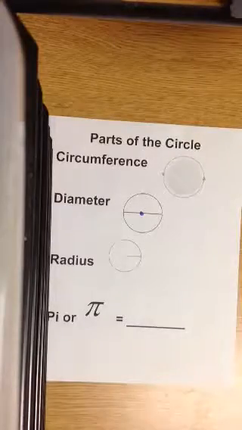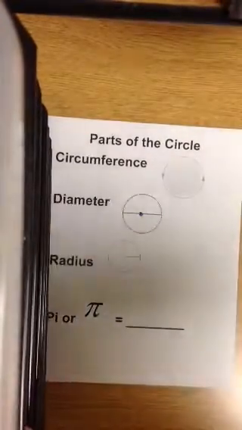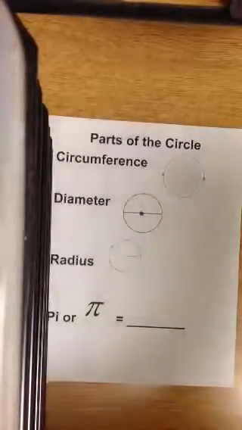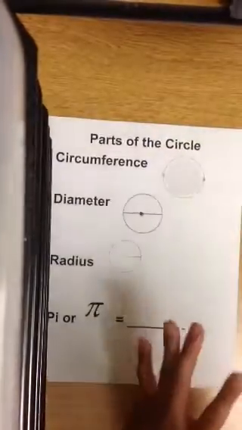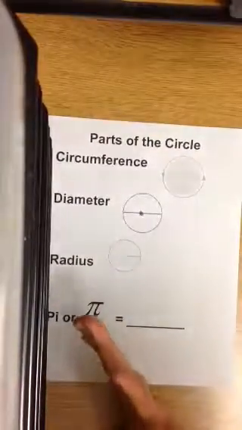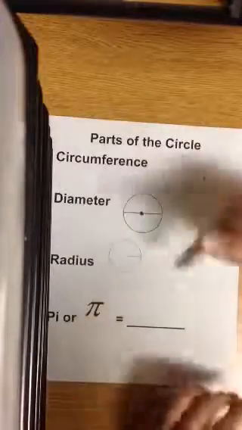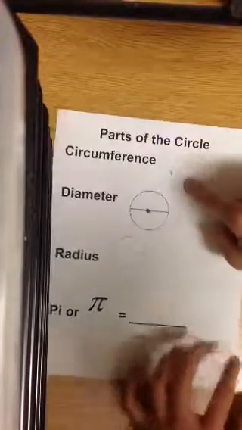We're going to talk about parts of a circle. A circle is a round figure, and so it's not a polygon. A polygon is a shape with straight lines. As you can tell, everything is round right here.